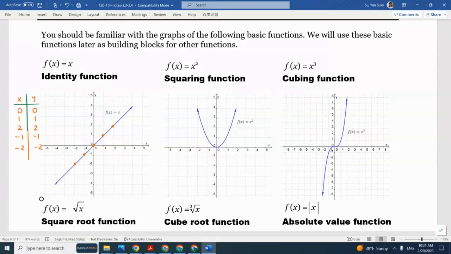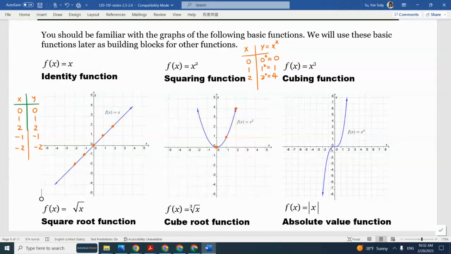Okay? And then here, x squared. The squaring function. Okay, let's draw the table again. Y is x squared. So we plug in 0. 0 squared is 0. See? 0, 0, this point. 1 squared is 1. 2 squared is 4. Oh, you see? 2 squared is 4. And you connect those points together and get this shape. Right? It's like a U shape.